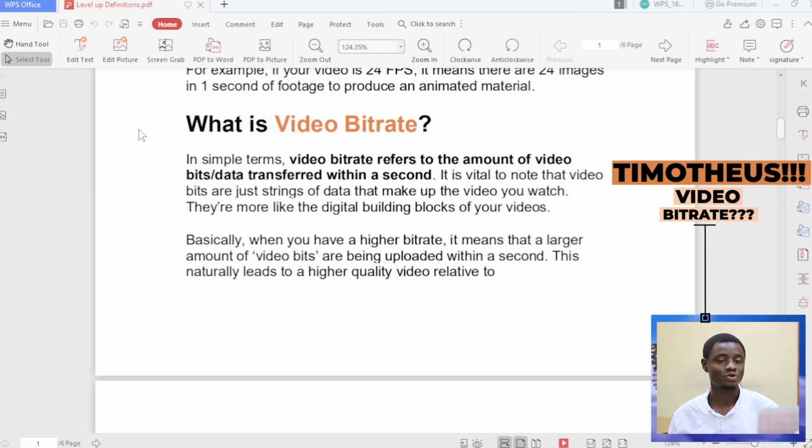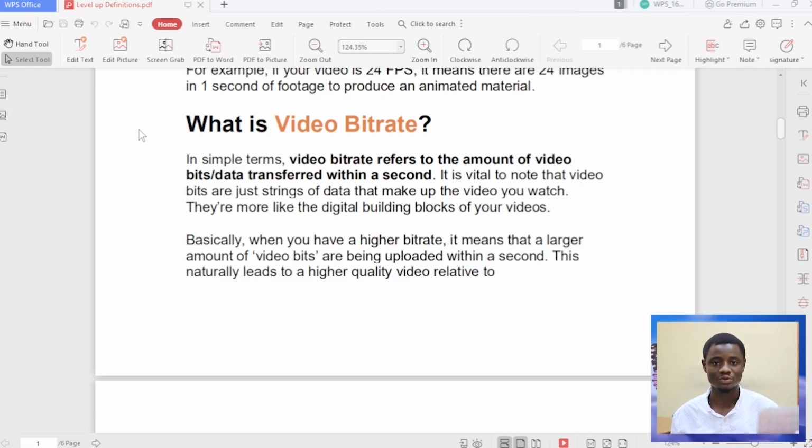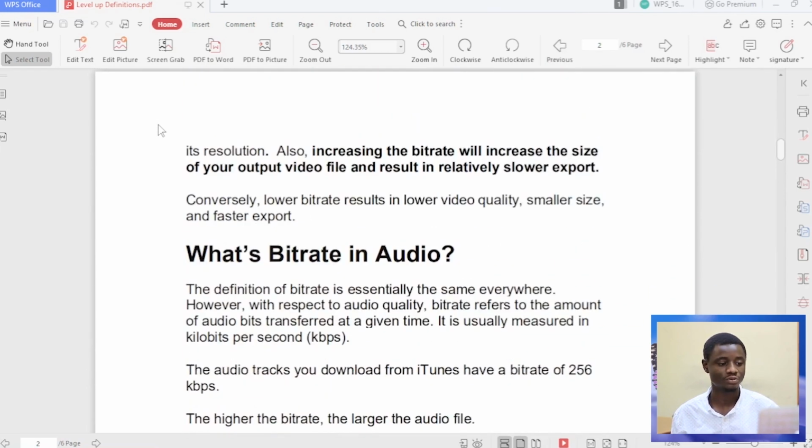So another question you might ask me: Timotheus, how do I know the bitrate to use for my video? All of these questions we're going to be answering. There are many things that surround your video. So the higher the bitrate, the higher the MB, the higher the kilobytes, the more space it takes. And when you lessen it too much because you don't want too much space, it can affect the video quality. So everything goes together. We're going to be looking at ways in which you can get the perfect bitrate.